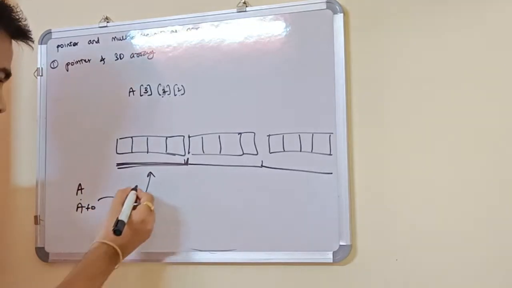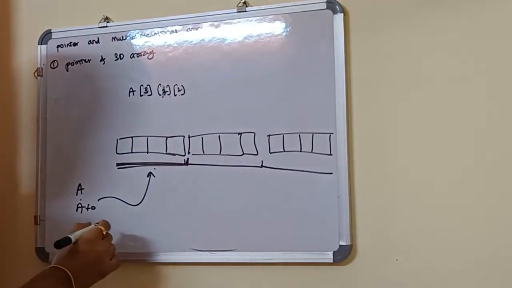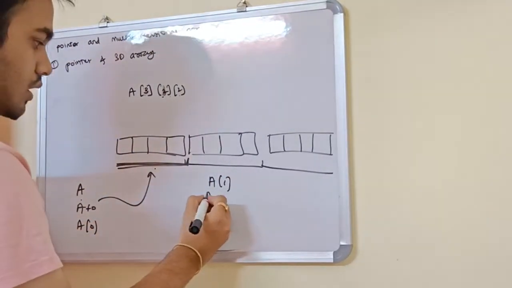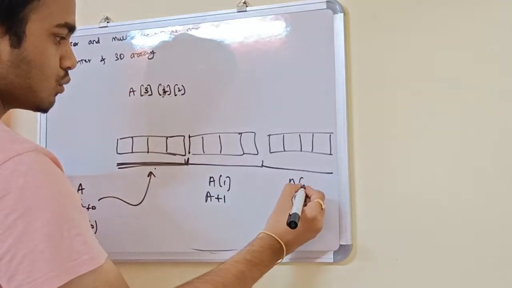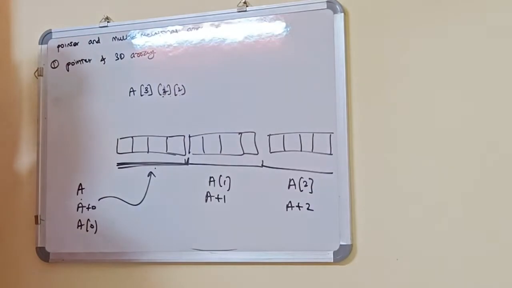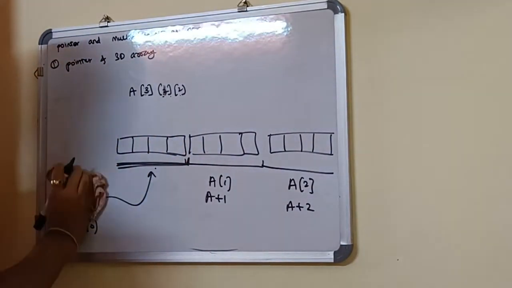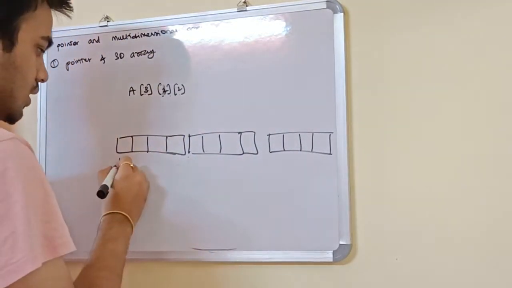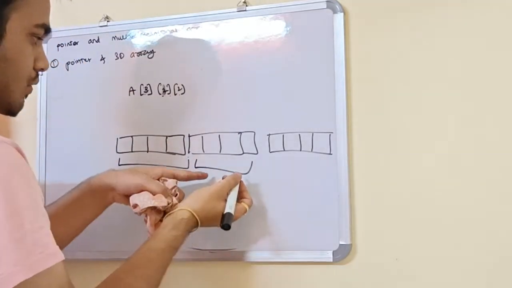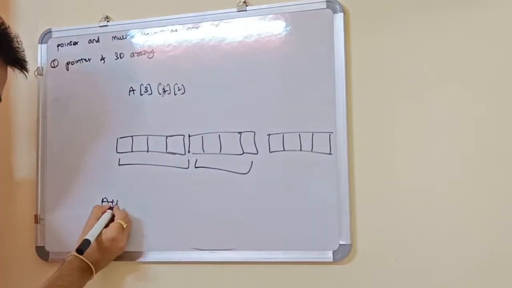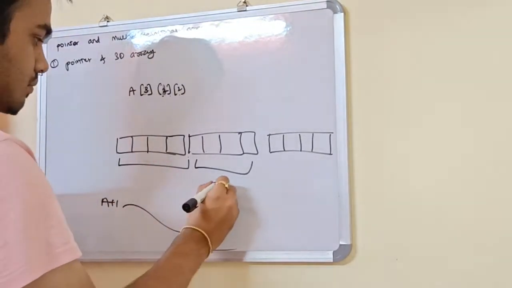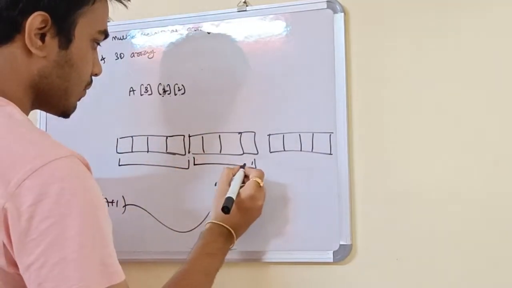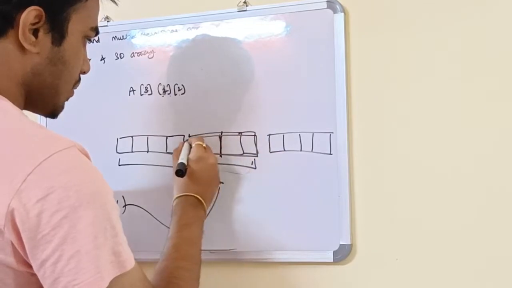A plus 0 is also here. This is a of 0, or a plus 0, this is a of 1 or a plus 1, and this is a of 2 or a plus 2. So we can point to that location using this pointer arithmetic. Now if you want to go inside a block, let's suppose we have to go in this block, then I will first do a plus 1, so now I will point here. After that I will dereference it, so I will go in this 2D array. This is actually a 2D array, so now I'm inside the 2D array.